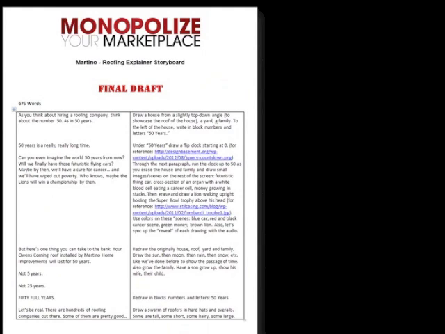So the left-hand side, it says, as you think about hiring a roofing company, think about the number 50, as in 50 years. Draw a house from a slightly top-down angle to showcase the roof of the house. A yard, a family to the left of the house, write in block numbers and letters 50 years. And then underneath of that, as we talked about how long is 50 years and futuristic flying cars and a cure for cancer, here's what we put.